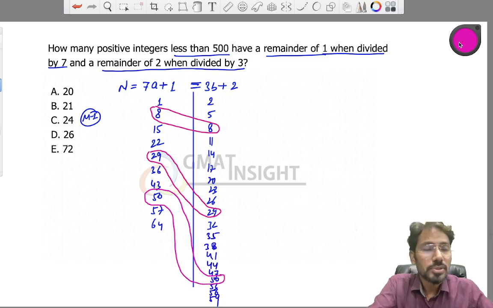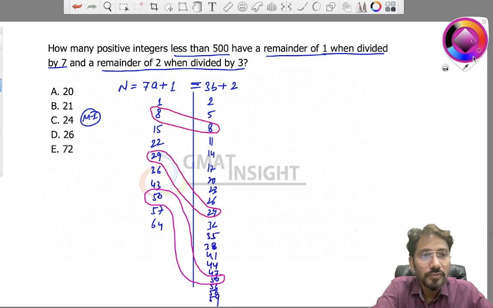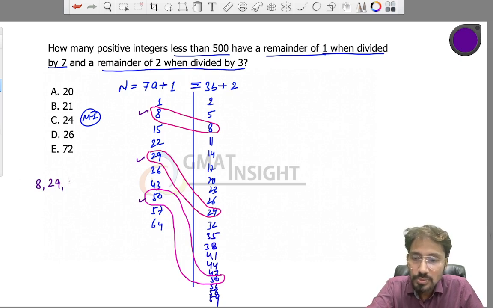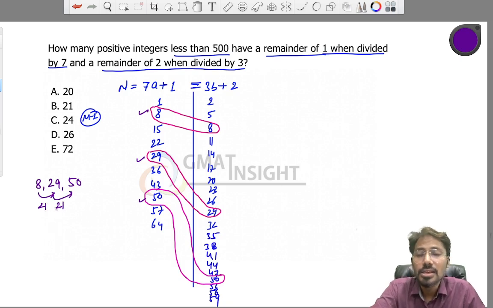Why did I do this? Because any pattern can be established if you can find just 3 instances in that sequence. And now we have been able to find 3 numbers. First is 8, second is 29, third is 50. So if I were to tell you that these numbers are in a certain sequence, can you find out how the sequence is progressing? Then you'll see that the second number is 21 greater than the first, and the third number is again 21 greater than the second. That means the series is progressing as an arithmetic progression.